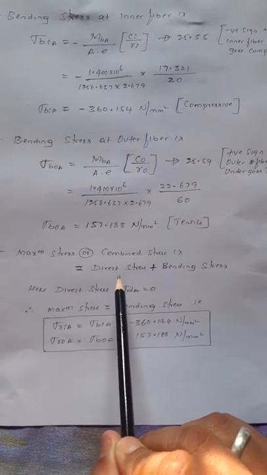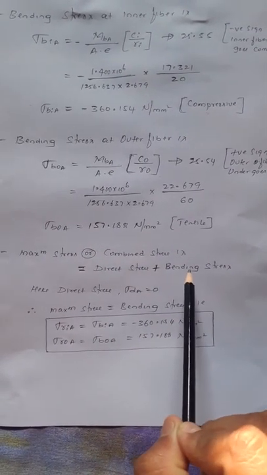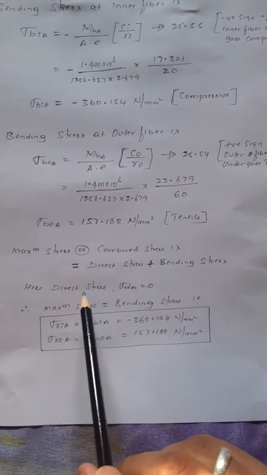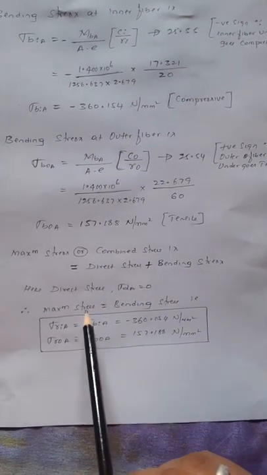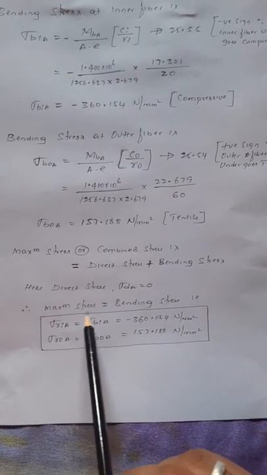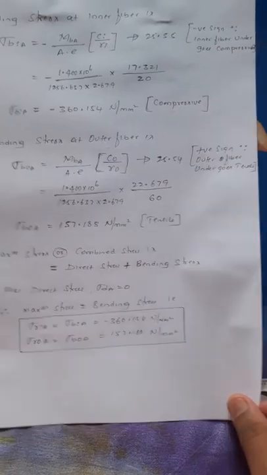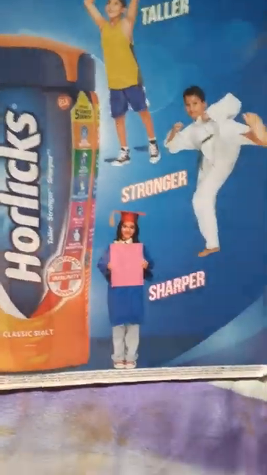Then our aim is to determine the maximum stresses or combined stresses. As you know, it is a summation of direct stress and bending stress. Now the direct stress is already 0 at section AA. So the bending stress is equal to the maximum stress at this section. Now substitute this, you'll get these values, right? Now this completes the section AA.